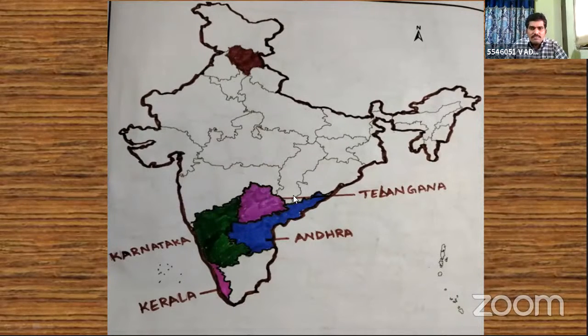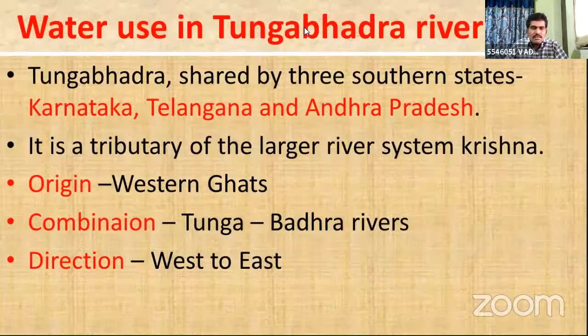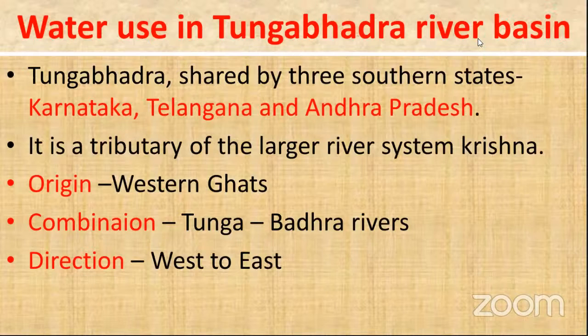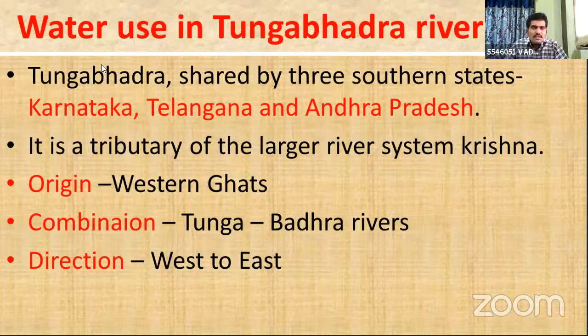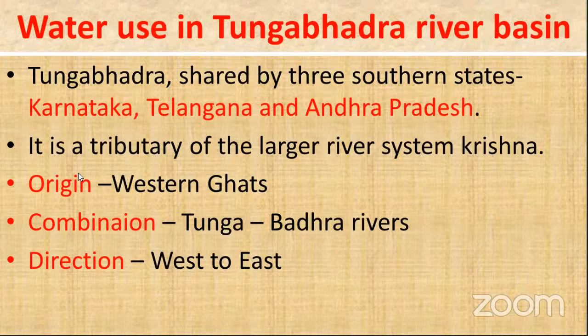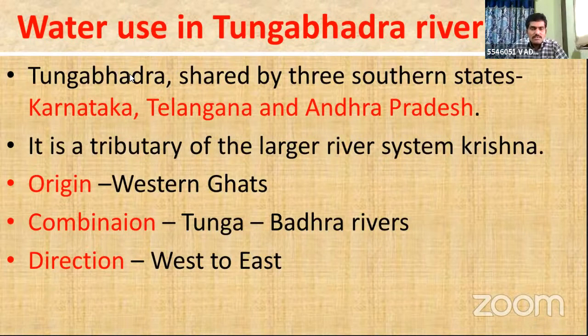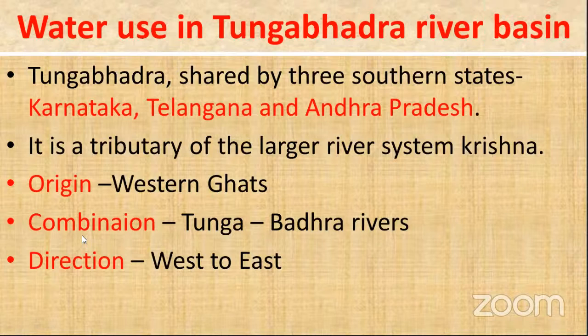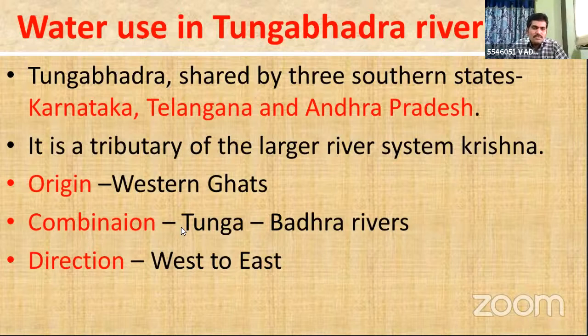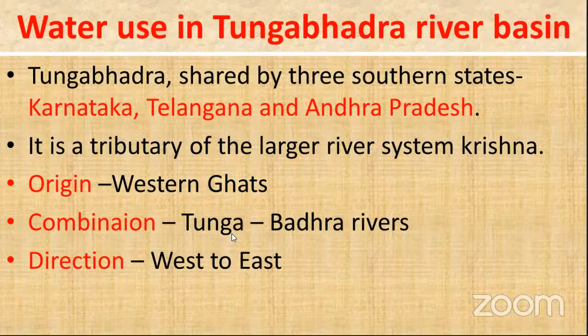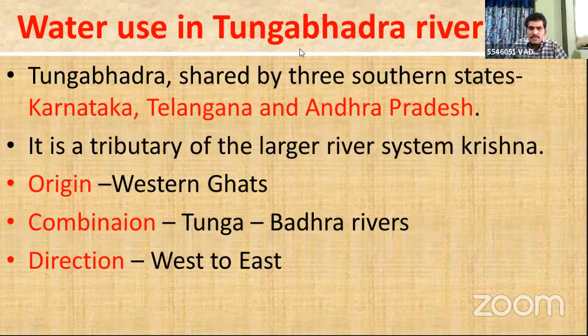Now in our lesson, we have an issue about a river, the Tungabhadra River. Water use in the Tungabhadra River basin. So now we are going to discuss the Tungabhadra River basin. Where is the Tungabhadra River? Tungabhadra River originates in the Western Ghats. The Tungabhadra River is a combination of two small rivers, Tunga and Bhadra. By combining these two small rivers, the Tungabhadra River is formed as a main river. This is the major tributary of the Krishna River.